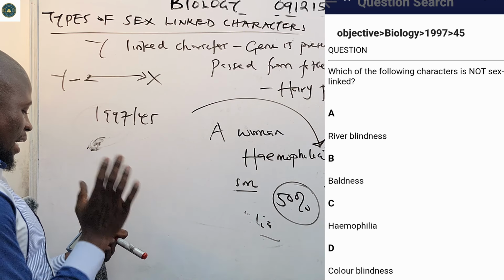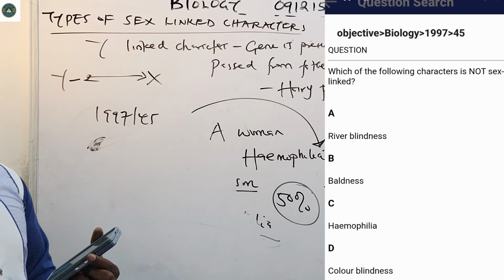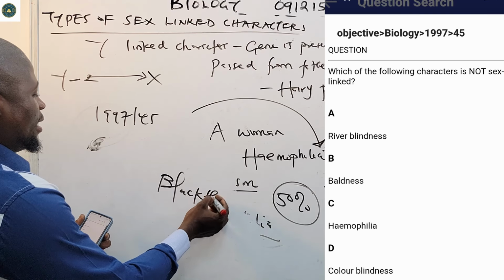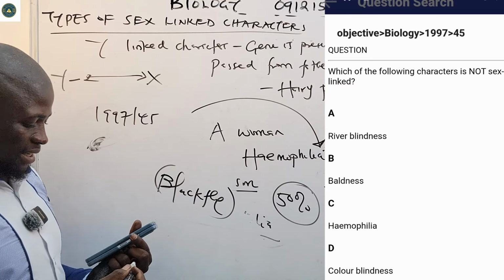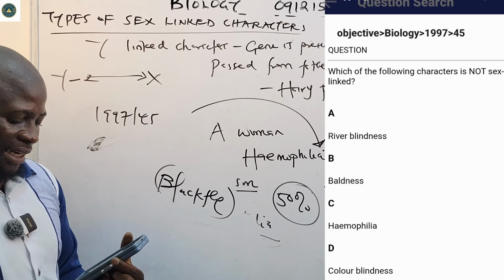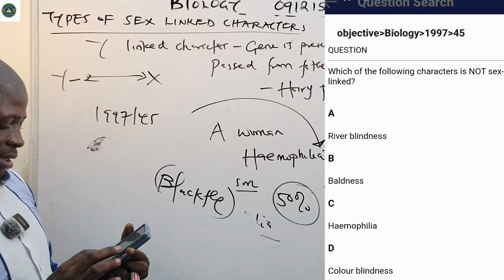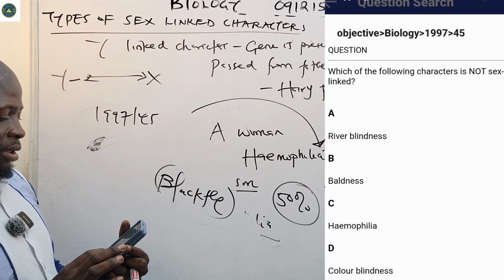River blindness is what is transmitted by the black fly. It is not sex linked. Nothing concerns sex. Baldness, hemophilia, and color blindness are all sex-linked disorders. Now let us go.